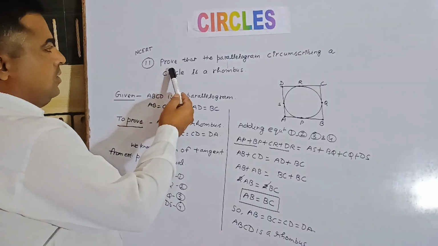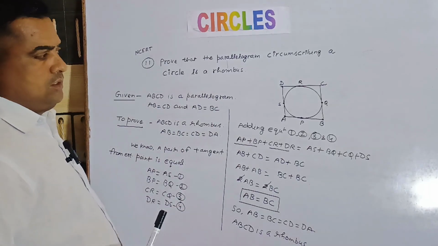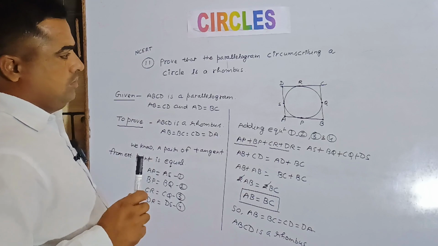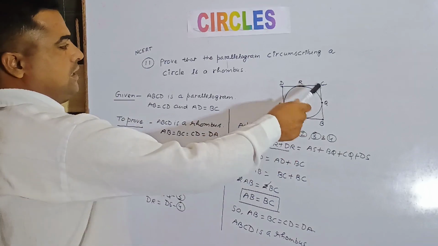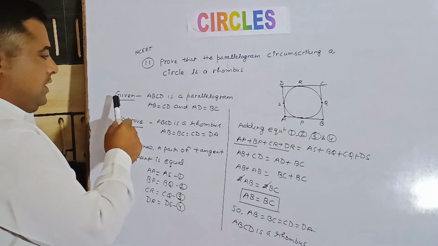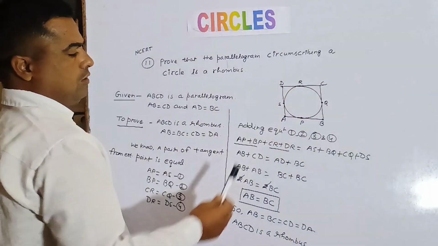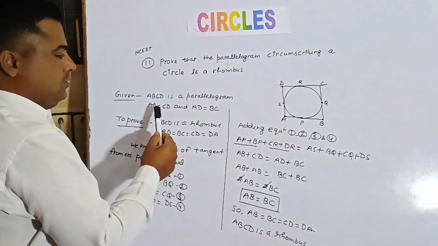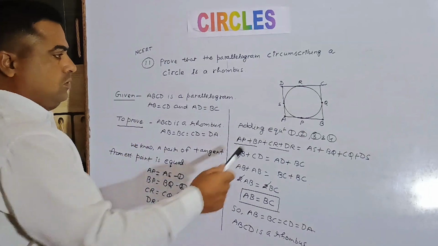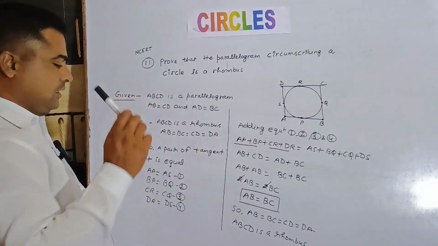Prove that the parallelogram circumscribing a circle is a rhombus. Students, we have a circle, ABCD is a parallelogram and we have to show ABCD will be a rhombus. ABCD circumscribes this circle. Now we have written here, given: ABCD is a parallelogram. We know opposite sides of a parallelogram are equal. So AB equals CD and AD equals BC. To prove: ABCD is a rhombus, meaning all four sides are equal, AB, BC, CD and DA.